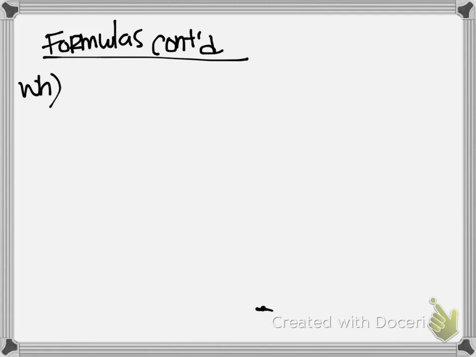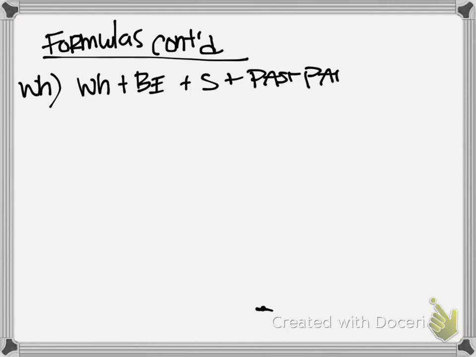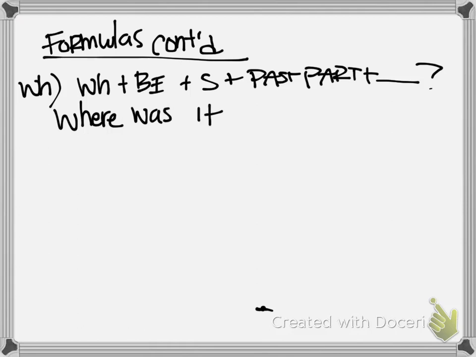let's look at our WH formula. Okay, which looks like this: WH plus be plus subject plus past participle. Okay. So, where was it returned?